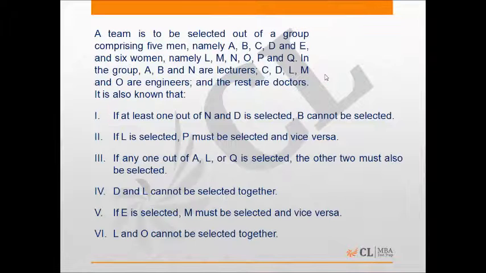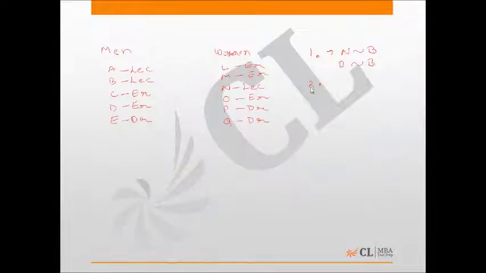Statement 2 says that if L is selected, P must be selected and vice versa. That means L and P have to be selected together. I'll put them in brackets. These two form a pair and they should be selected together.